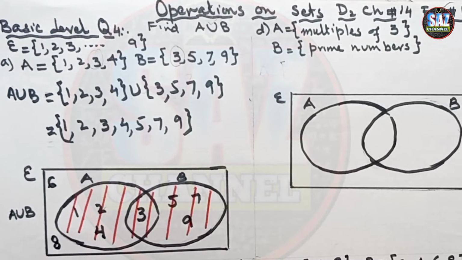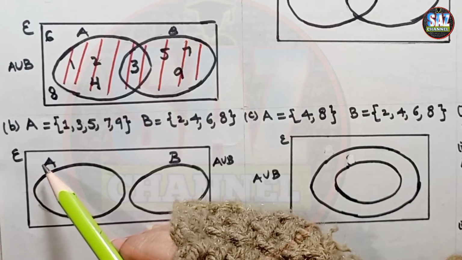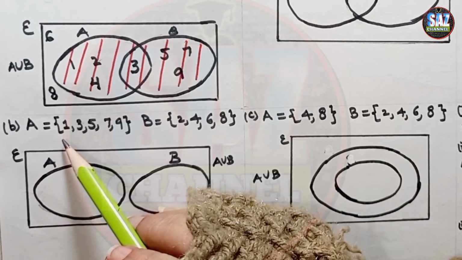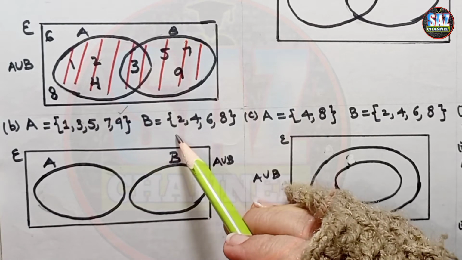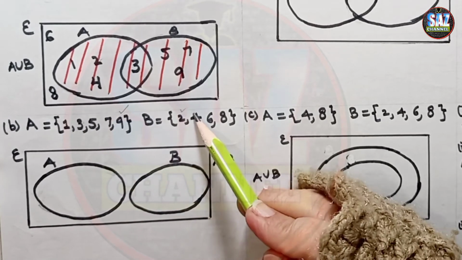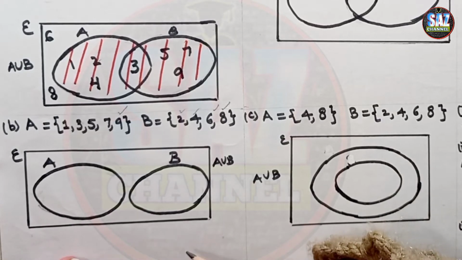I hope you are clear about this situation, and let's move to the second part of the question, which says that we have to find the union where the set A, or the first set of this question, is 1, 3, 5, 7 and 9, and the set B contains the elements 2, 4, 6 and 8. After writing the elements of both these sets, we have to see what the relationship between the two sets is, and how to draw the Venn diagram to represent this situation.